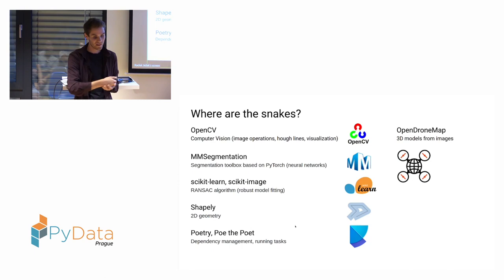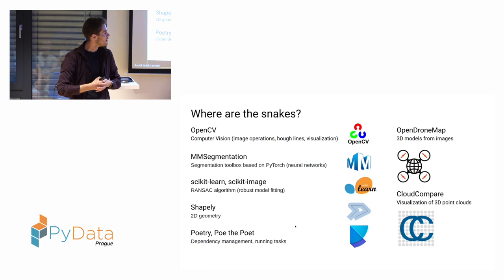This one is not in Python, but it has a Python connector. That's for the reconstruction from photogrammetry, so building 3D models from images. If you want to build 3D models from anything, you can just take your phone and go around the room and take some pictures. You can just put it there and it will build you a 3D model, or any other software like this. There are paid versions that are quite good. And lastly, there's CloudCompare for visualization, comparing, and working with point clouds.